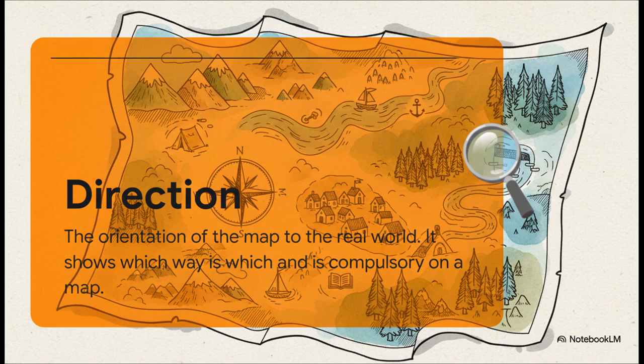All right, first up, direction. This is a big one. It's completely essential because it's the thing that connects that piece of paper in your hands to the actual ground you're standing on. It tells you which way is up. It's the first step to getting oriented. And you'll usually see it as a compass rose or just a simple arrow pointing north.